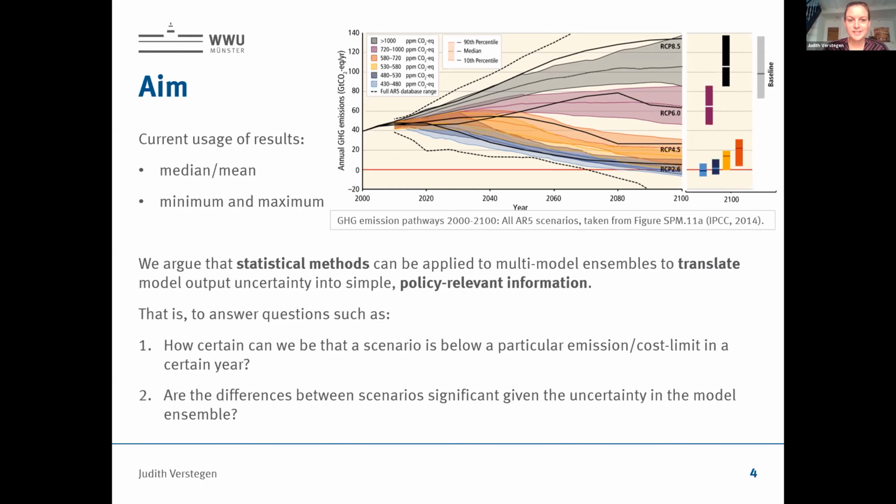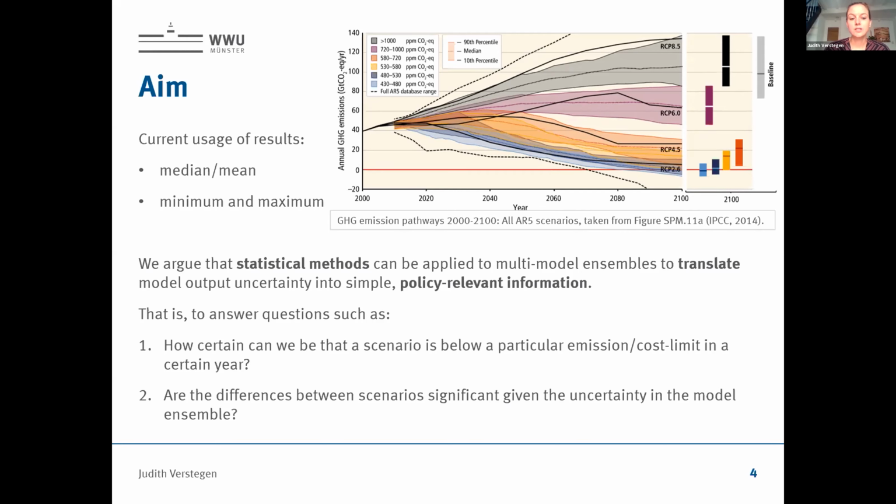And earlier this morning, it was very nicely phrased by Joseph Guillaume in another session that there is a risk that this uncertainty is used as an excuse for inaction if we don't translate it to something that is more understandable. So we argue here that statistical methods can be applied to multimodel ensemble results to translate this output uncertainty to simple policy relevant information. As an example, we answer in this presentation two different questions, one related to uncertainty within scenarios and one related to uncertainty between scenarios.